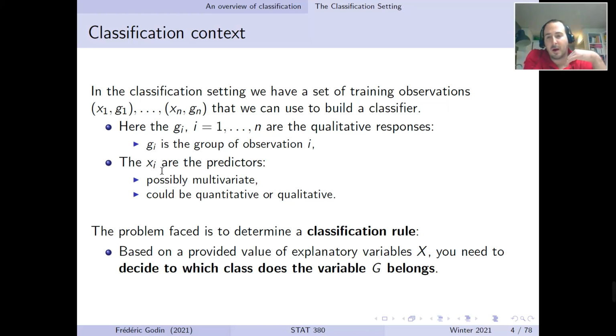So the problem we consider here is to try to determine a classification rule. What we mean by that is, based on the set of explanatory variables x of an observation, you'd like to decide in which class the observation is likely to fall, or what's the likelihood of that observation to be of each respective class, G.